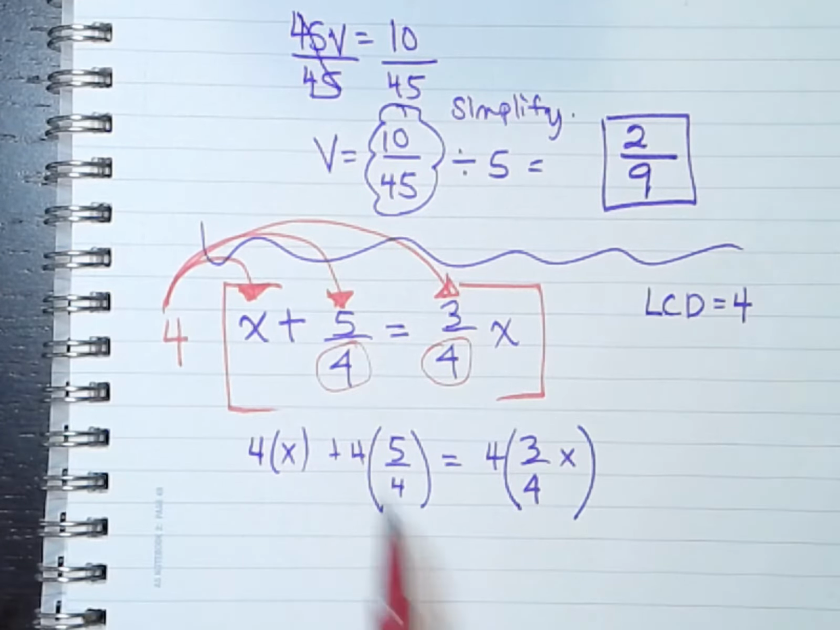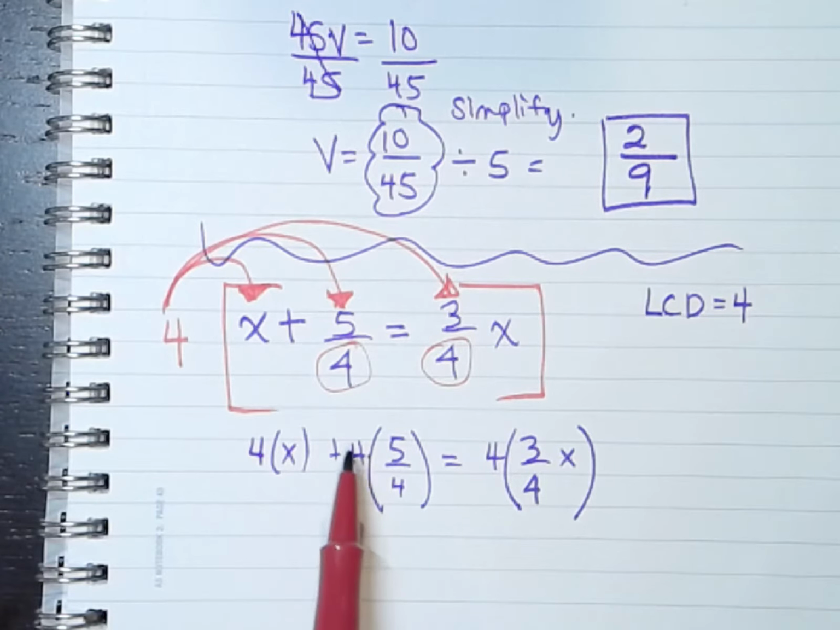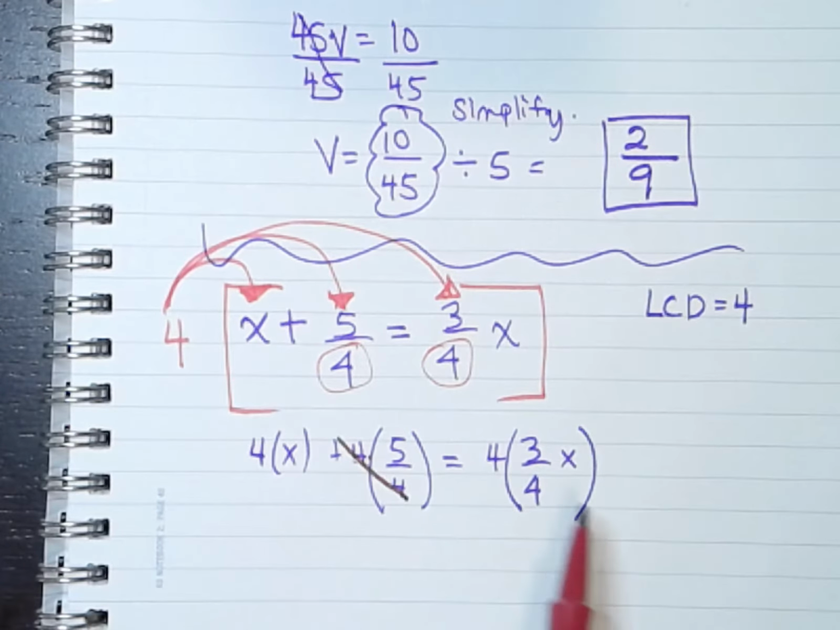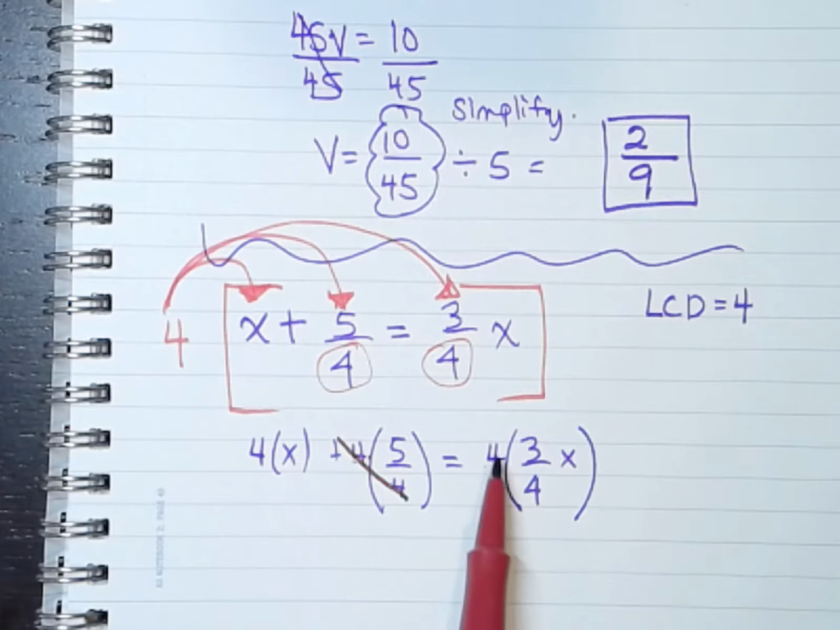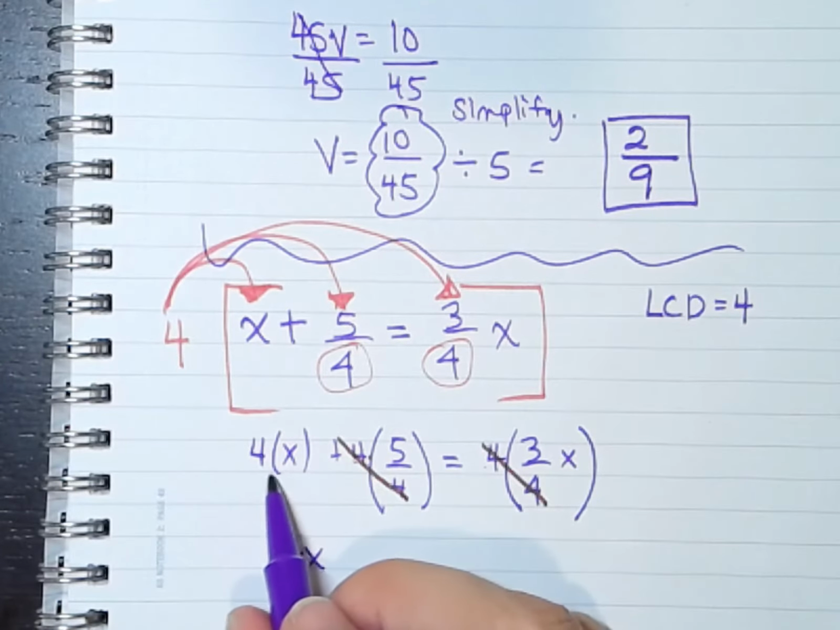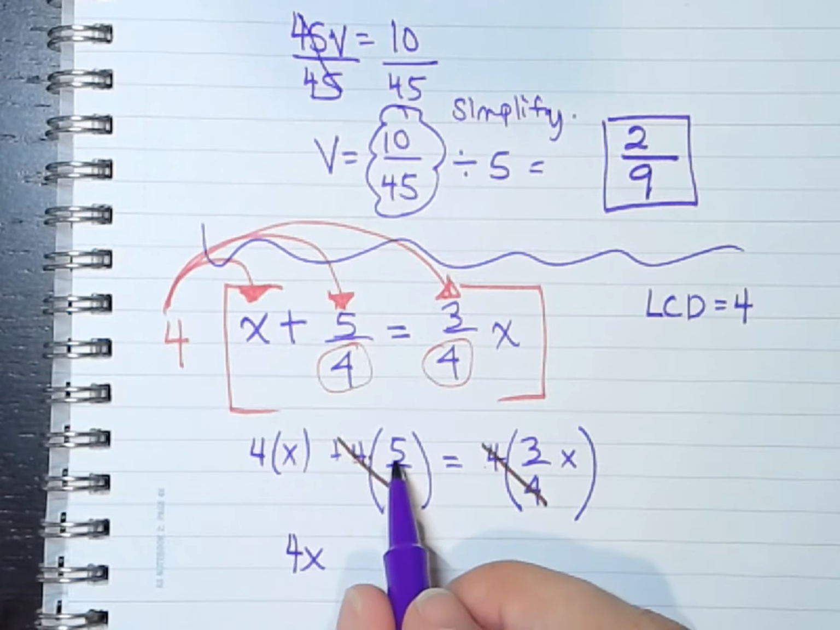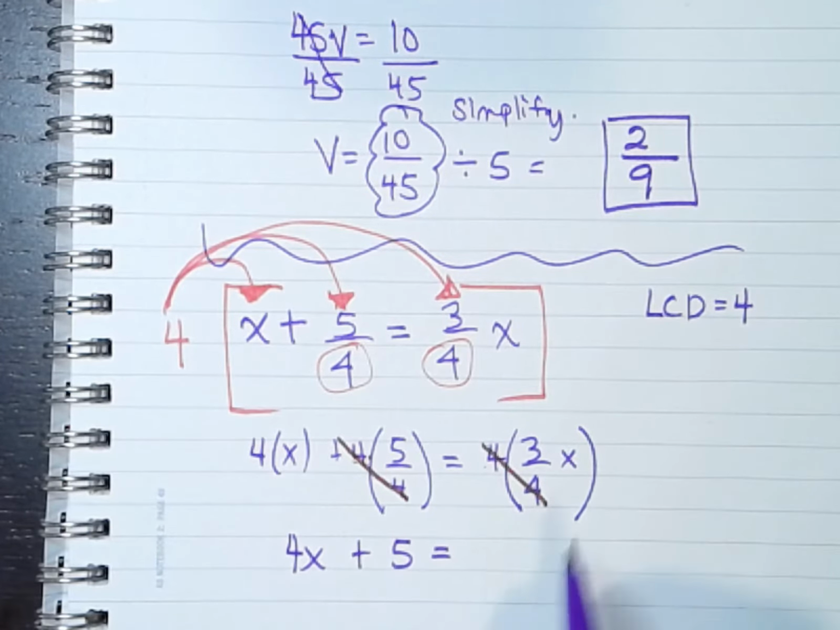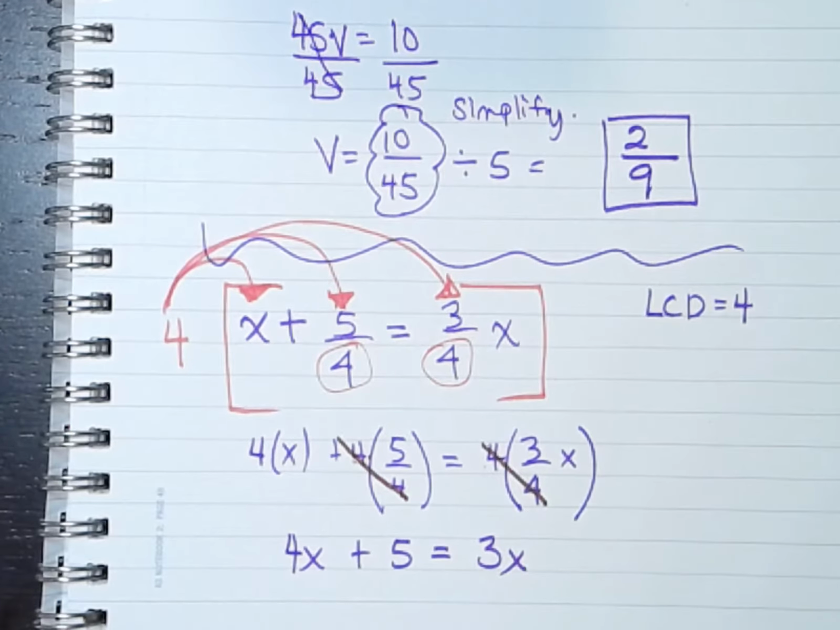Yes. Okay, so what's going to happen with this multiply times 4 and divide by 4? It's going to equal out. They're going to divide out. Exactly. And then what's going to happen with these? Also the same. Yes, they're going to divide out. So those disappear, right? They're gone. So I get 4x, that's right here, plus whatever's left, which is 5, equals whatever's left, which is 3x. Okay, so now I can solve.